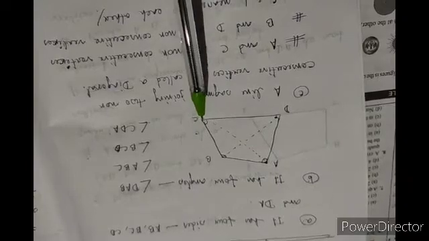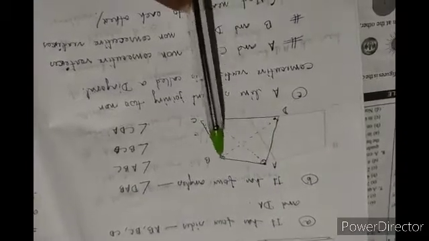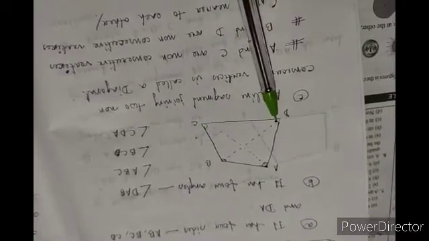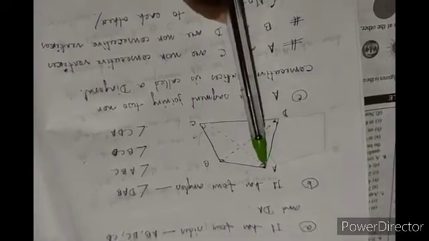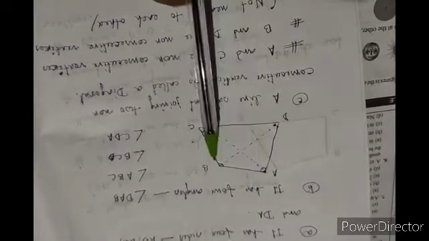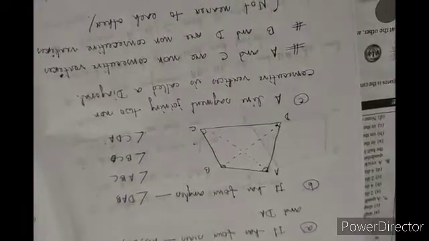It has 4 angles. What are the angles? Angle DAB or angle A, angle ABC or angle CBA or simply angle B, angle BCD or angle DCB or simply angle C, angle CDA or angle ADC or simply angle D. These 4 angles must be there in a quadrilateral.